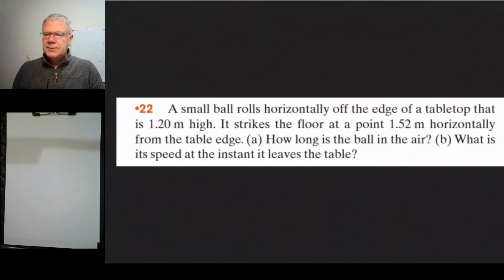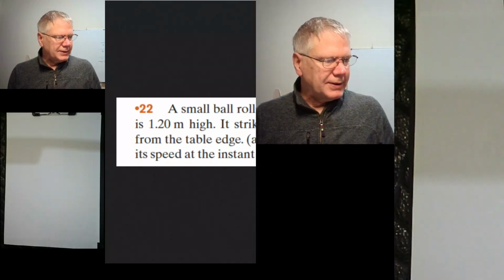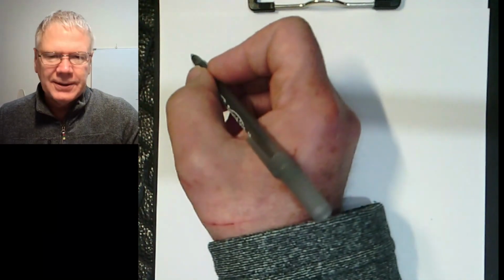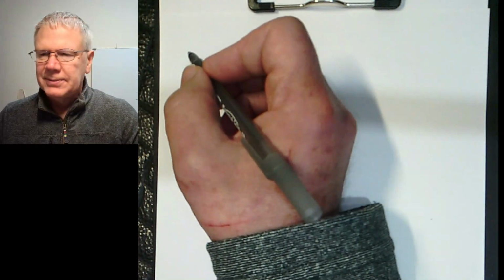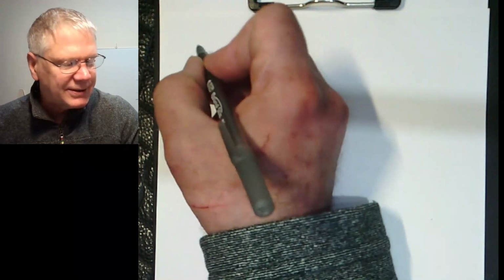A small ball rolls horizontally off the edge of a table. We know the height of the table. We know how far the ball goes. We want to find out how long it's in the air and how fast it was leaving the table. So we need to draw a diagram for this. This is a very classic introductory problem, chapter 4, number 22 in whatever edition this is.